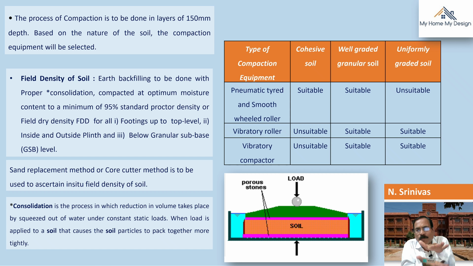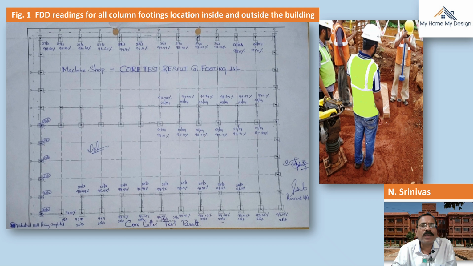Next, here are the FDD field dry density readings for all column footing locations inside and outside the buildings. Here you can see the field dry density 99.9%, 96.5% in the center line diagram. So this is the chart that can be prepared by engineers, and the location and everything they can mark it, and what is the location which gives maximum test after 3-4 samples are taken. Everything has to be recorded in a scientific and engineering standard.